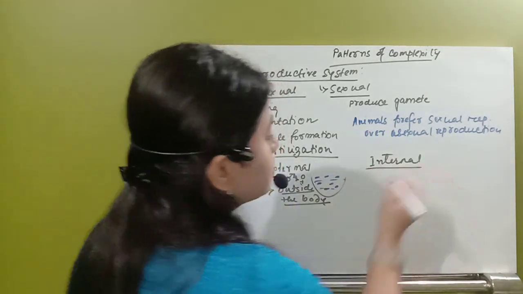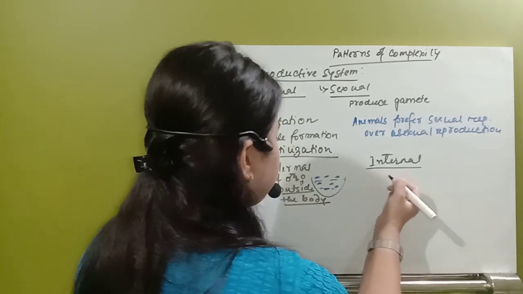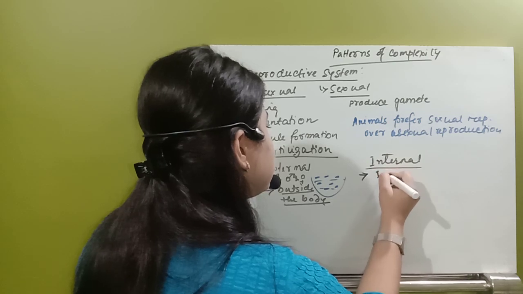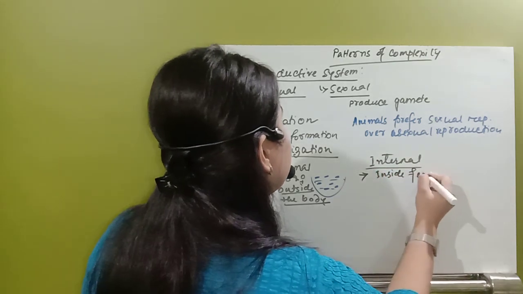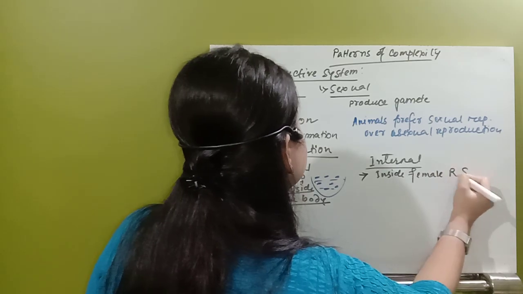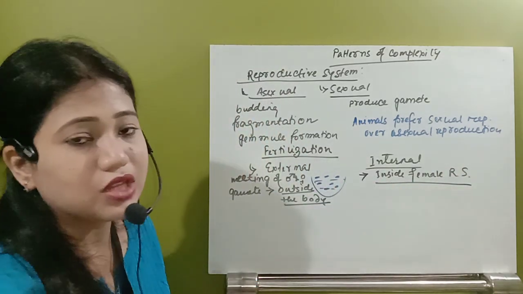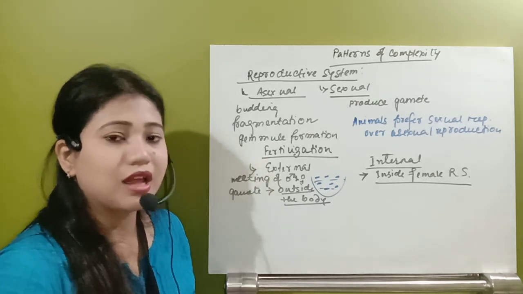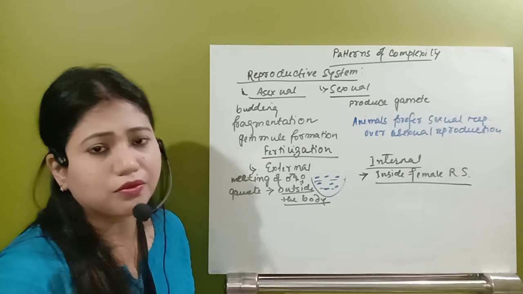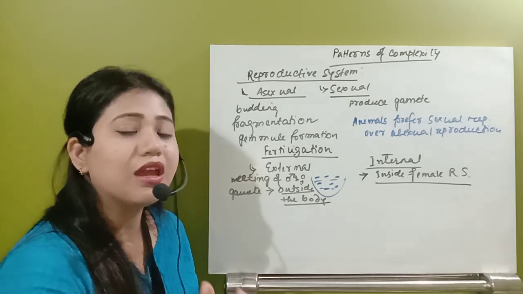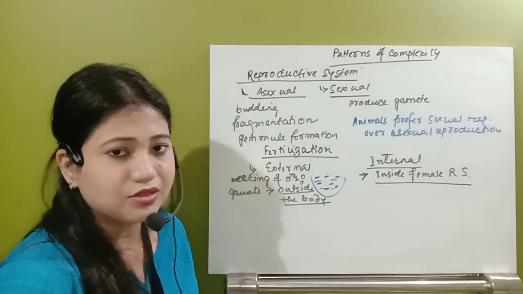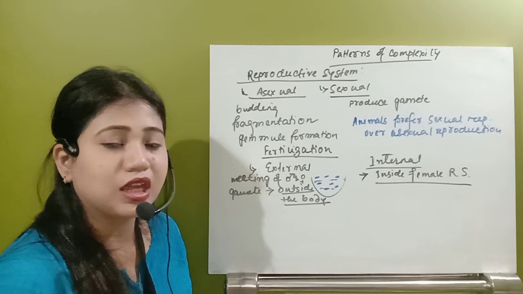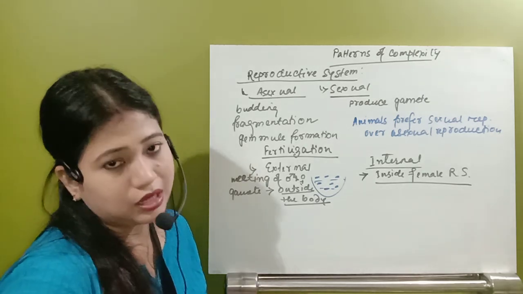Now, where will internal fertilization be present? In case of, suppose, humans, where the meeting of male and female gamete occurs inside the female reproductive system, that type of fertilization is known as internal fertilization. So internal fertilization is present in lots of organisms. Highly developed organisms have internal fertilization, like reptiles, aves like birds. In case of mammals, you can see internal fertilization.